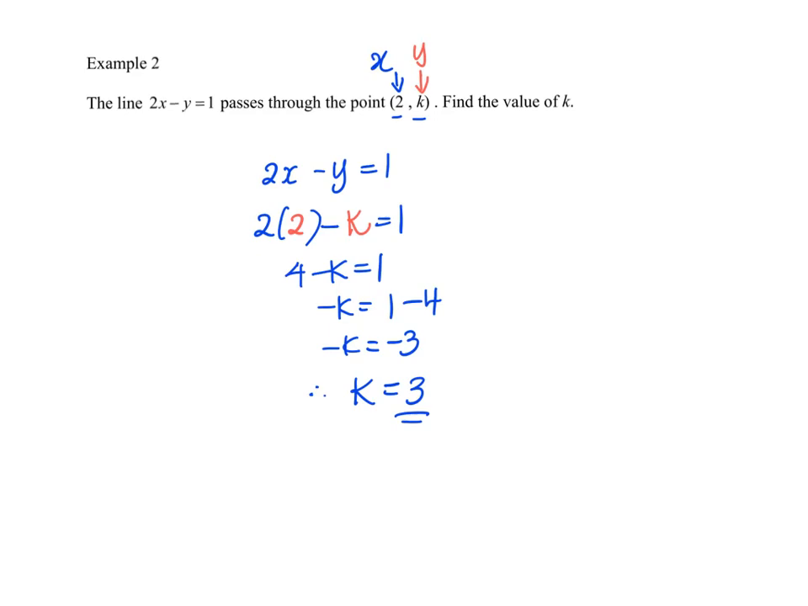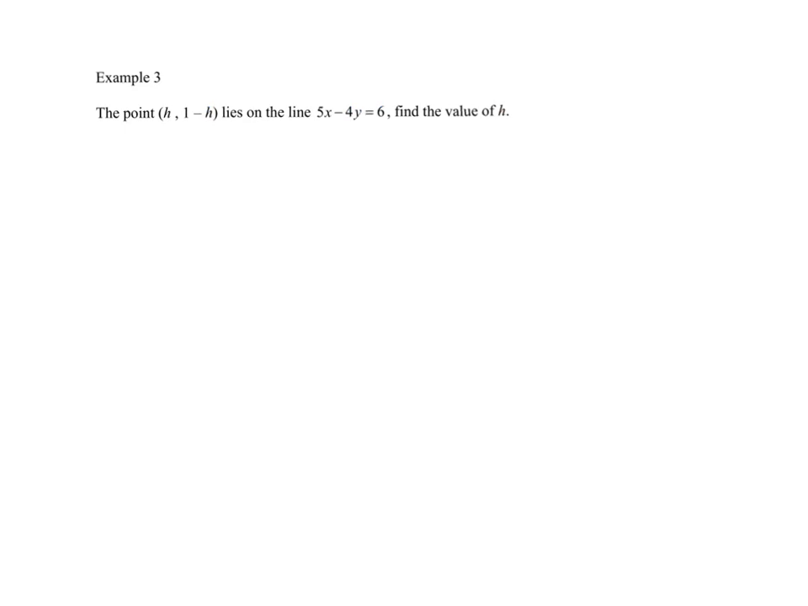Have you gotten the concept? Now let us try a few more questions before we let you do the quiz. Okay, now in this example, the point (h, 1 minus h) lies on this line. So I have this equation, 5x minus 4y equals 6. Find the value of h.